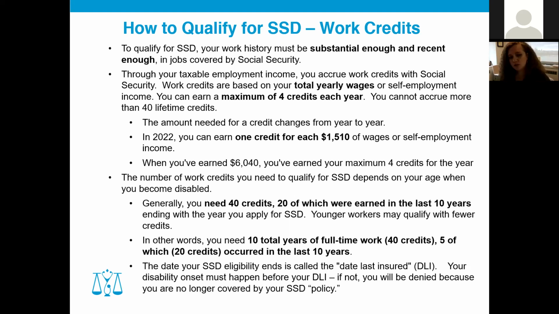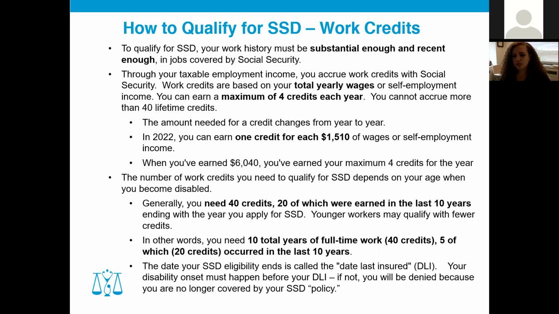So in 2022, you can earn 1 credit for each $1,510 of wages or self-employment income you make. And when you've earned $6,040, you've earned your maximum of 4 credits per year. So as you can see, it's not a huge amount of income that is necessary, but it is necessary for it to be consistent, because it also depends on your age when you apply for Social Security disability.